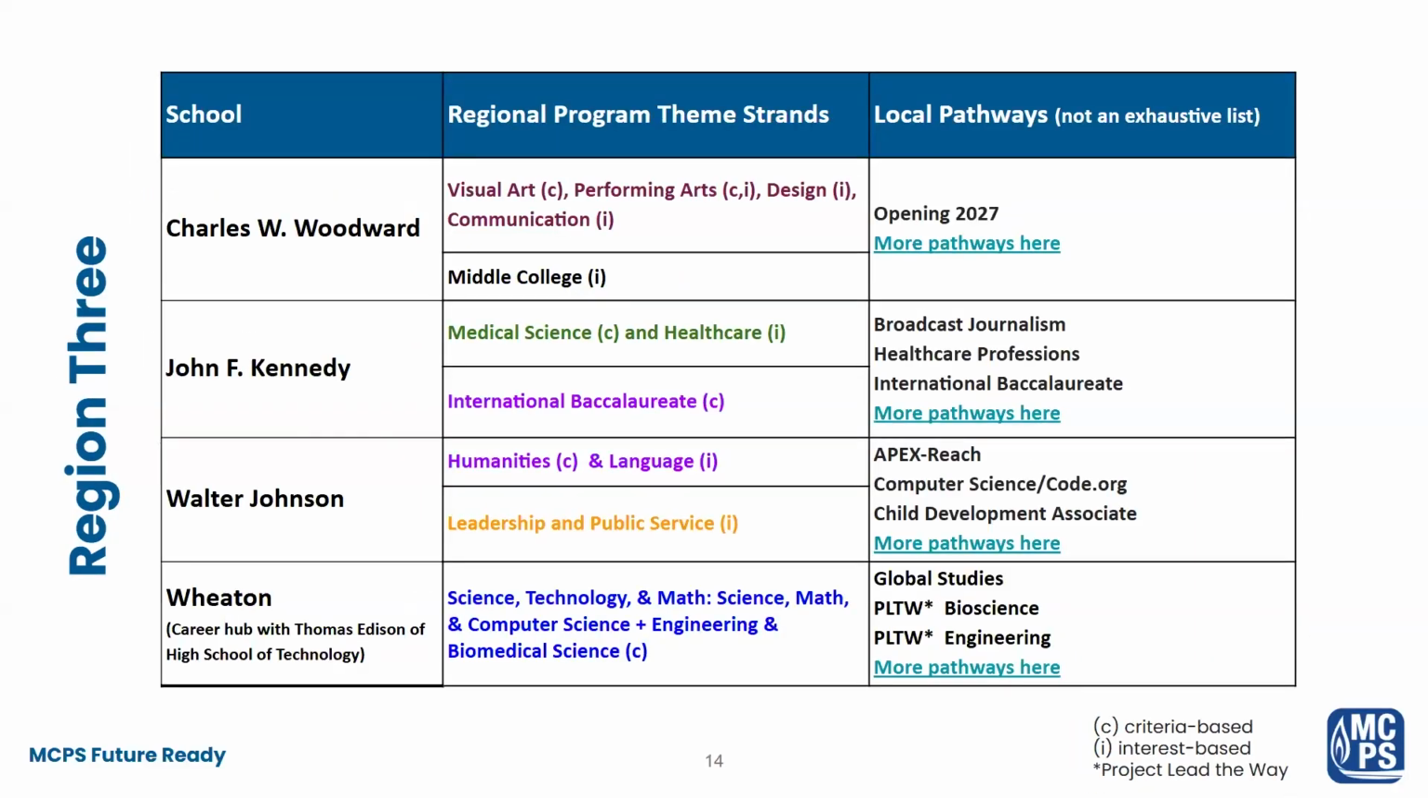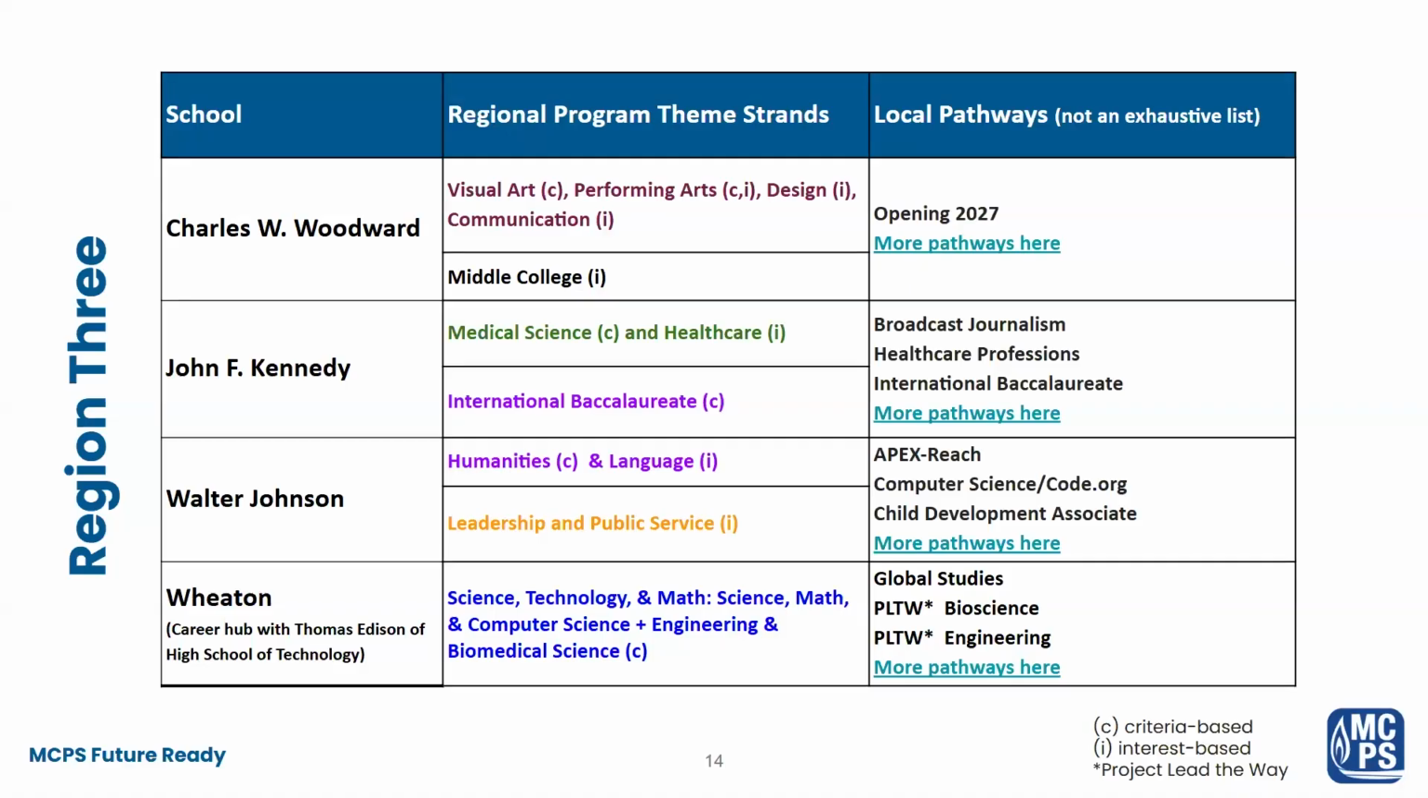Okay, in Region 3, you'll see again that Woodward High School has the full suite of arts programs and is the proposed location for Middle College. You'll see International Baccalaureate at John F. Kennedy, which is a current regional program site, as well as Medical Science and Healthcare. Walter Johnson, you see the Humanities and Language combo and Leadership and Public Service.